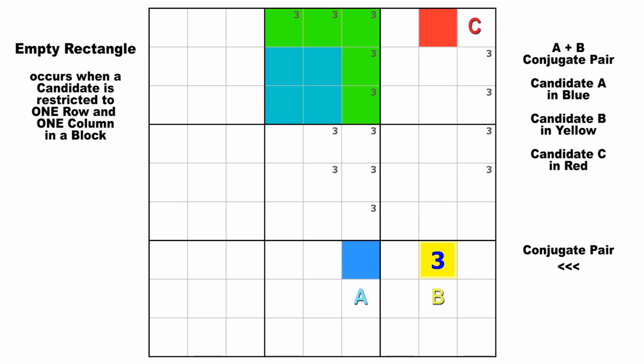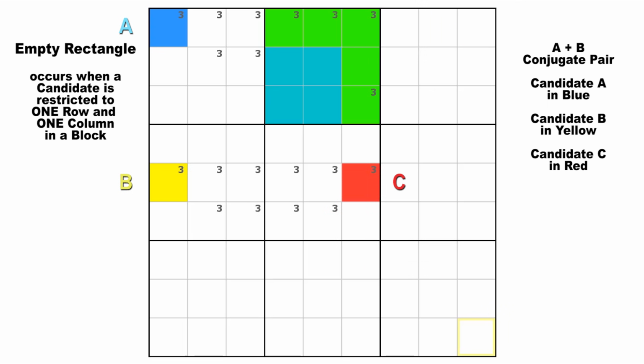So now let's see what this looks like when one of the candidates of the conjugate pair lies in the row of the empty rectangle. It's the same thing. In this diagram, if the candidate 3 in the blue cell is true, then that leaves a naked single here in row 3, column 6, and that has to be true, which makes the red 3 false. And if the 3 in the blue cell is false, then again the 3 in the yellow cell will be true, and that will negate the 3 in the red cell once again.